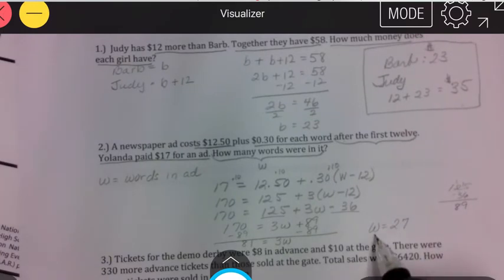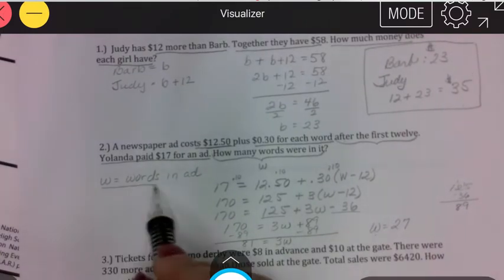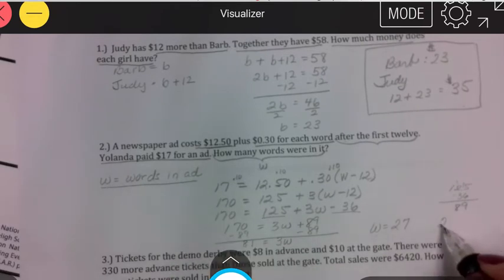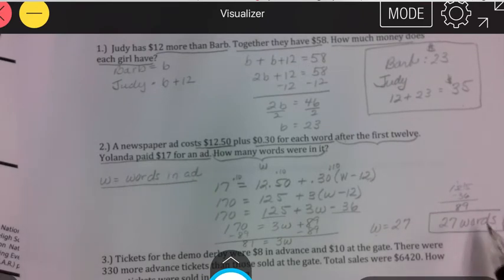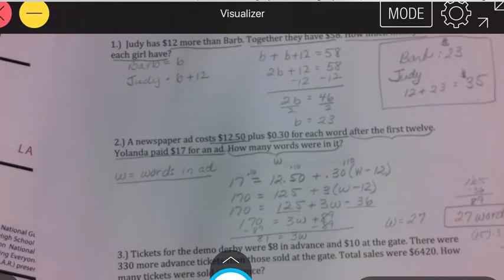What does W represent? W represents the words in the ad. So my answer is 27 words. And again, you can go through and check that. First of all, take the first 12 off, which leaves 15, multiply it times 0.3, which is 4.5. And if I take 4.5 plus 12.50, I end up with $17. So you can go through and check on word problems.